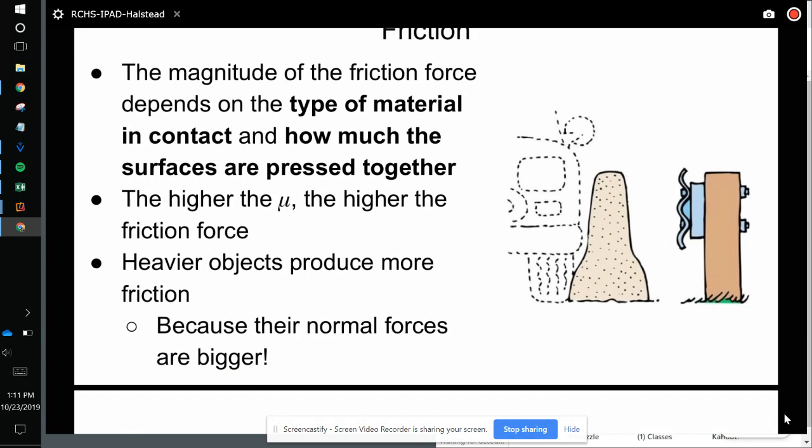Heavier objects are going to produce more friction because their normal forces are bigger, like I said. And this is why we have concrete barriers when you're driving on the freeway or something like that. We're kind of moving away from these metal barriers right here because the mu between the tires and the concrete barrier is a higher coefficient of friction than this metal on this metal right here. So because of that, the cars can slow to a stop quicker, which is good. It causes less accidents and all that good stuff.